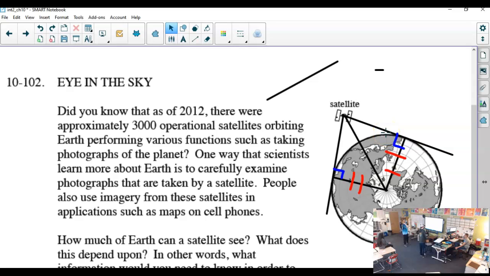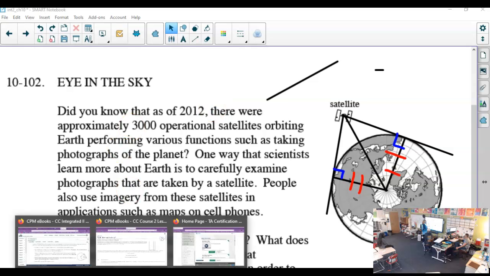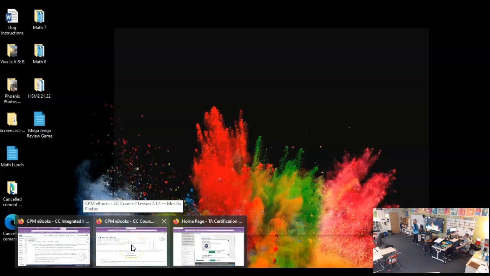Okay, but now we need to figure out how much of the circle that is. I was about to say, so back to the question we were originally asking. It really matters how far away the satellite is. Wait, so explain that to me. Because the further the satellite is out, the smaller the angle's going to be.